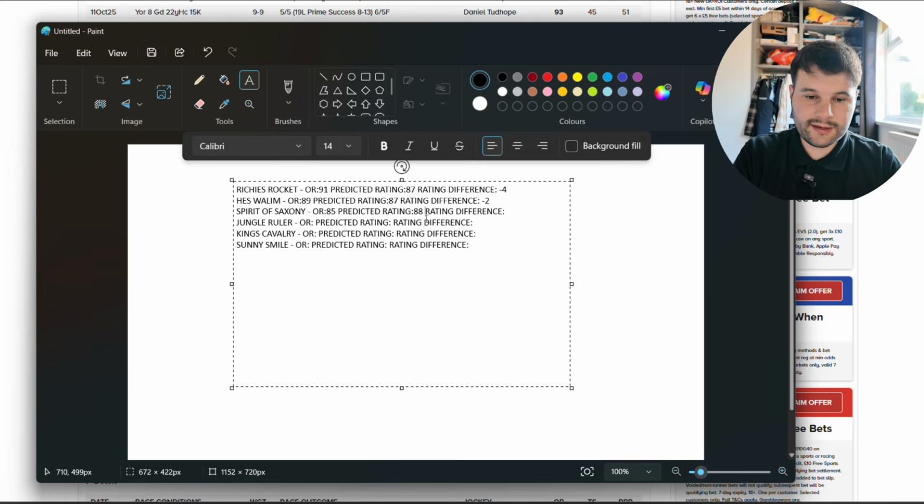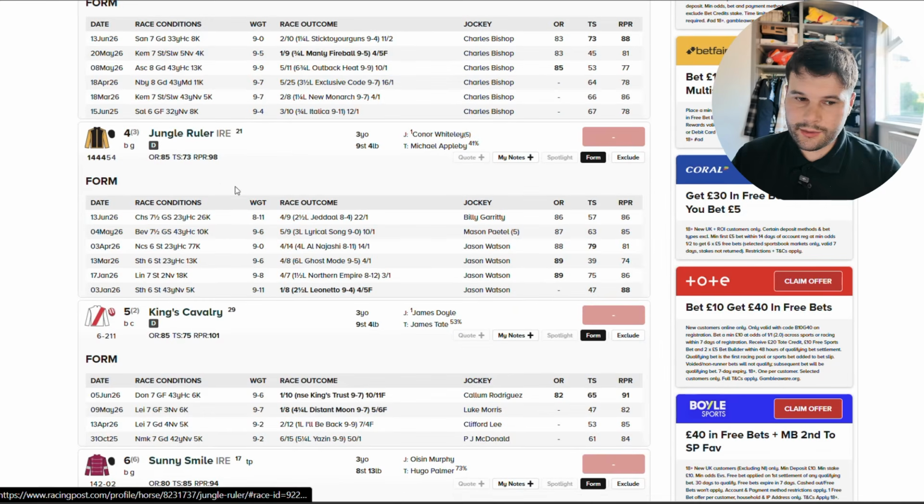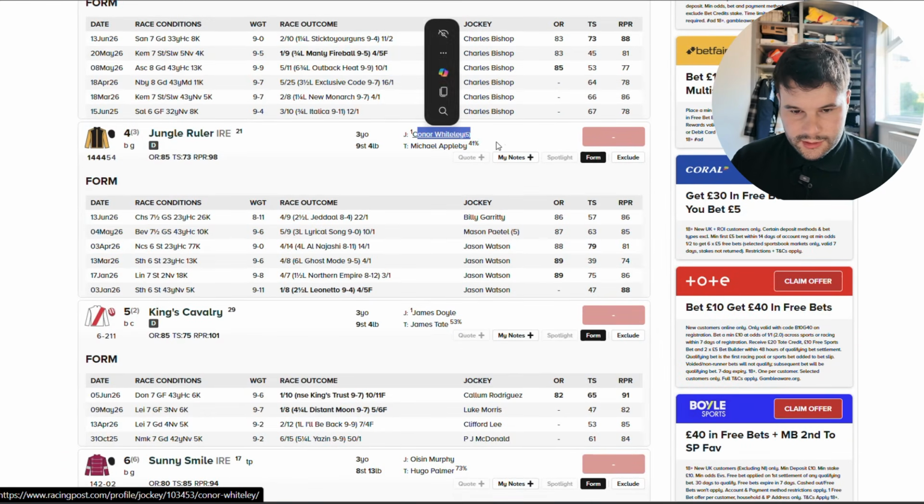He's going to run off a mark of 88, and that's going to give him a +3 difference in the handicapper, and that's going to catch the eye. Like you say, you want a horse that's above the handicapper, not below it. Jungle Ruler then, interesting one, this one.